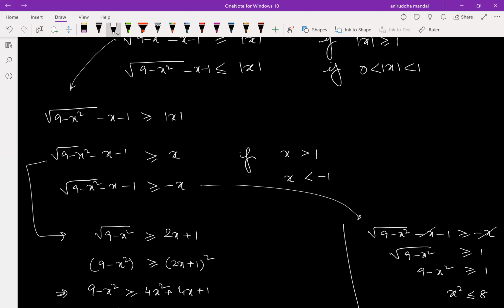Now initially x is greater than 1. So for the first condition, x is greater than 1, and 1 is beyond this point. So from this equation we get zero solution. A zero solution means no solution. So we get x as no solution.